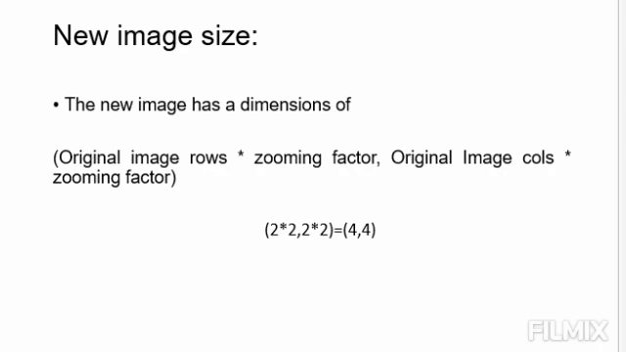That means the new image has a dimension of original image rows multiplied by the zooming factor, and original image columns multiplied by the zooming factor. So in the previous example, the original image rows were 2 and the zooming factor was also 2, so 2 multiplied by 2, and the original image columns were 2 while the zooming factor was also 2, so 2 multiplied by 2. The new image size will be 4 by 4.